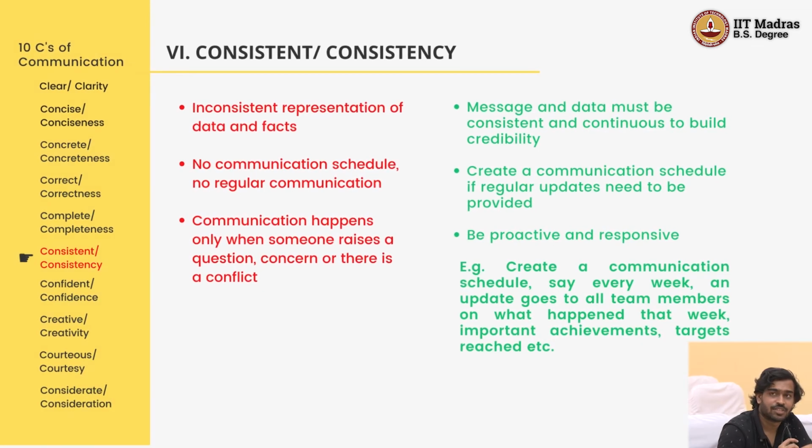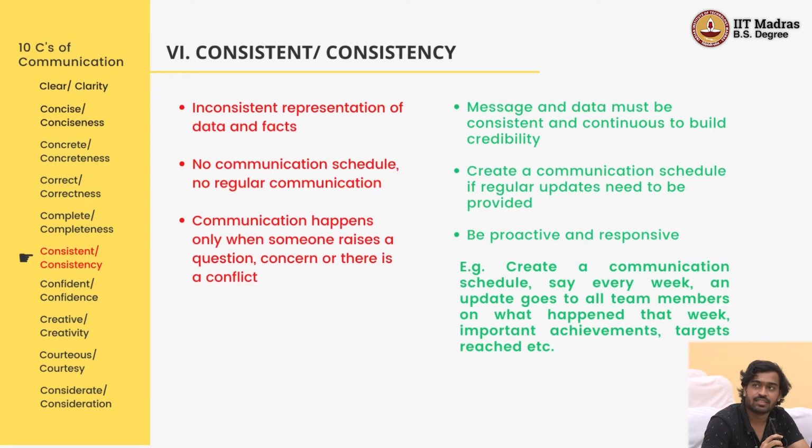The next C of communication is consistency. A message and data should be consistent with each other, and it should be continuous so as to build a certain amount of credibility. Data should not be inconsistent, and the facts should develop upon each other. If the data is inconsistent, it raises confusion and might cause a failure within the team.